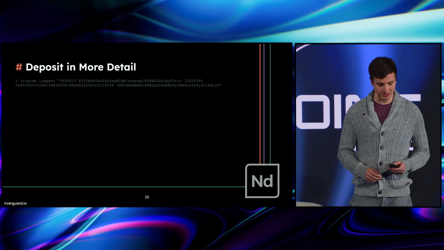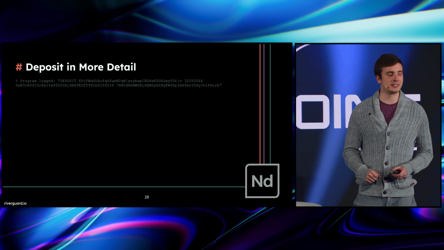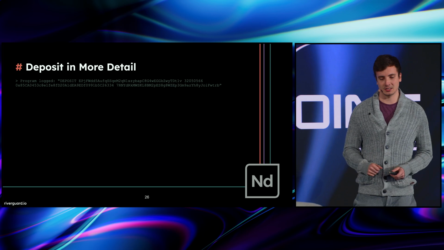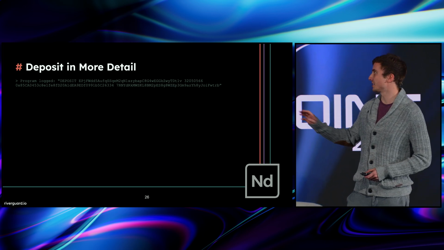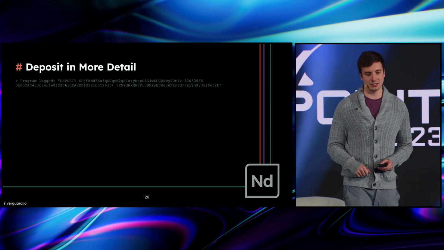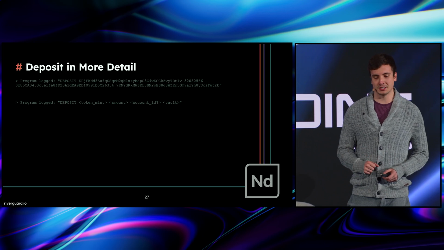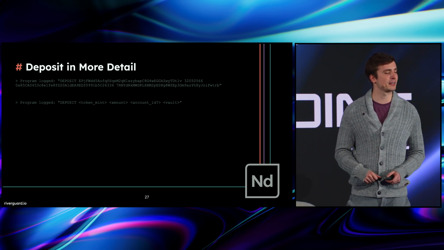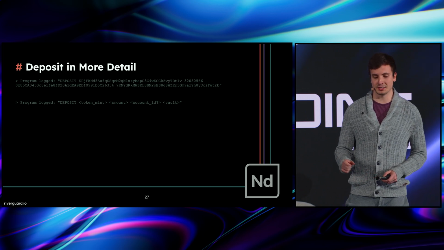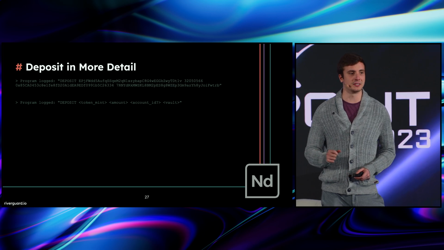Right. So we then looked at the deposit in more detail, and the only thing we could really look at was this log message. And it wasn't too hard to figure out. It took just a bit of looking around. The first part of this message, someone who does a lot of work on Solana can recognize fast. This is just the pubkey of the mint of USDC. So this is the token mint that was transferred.